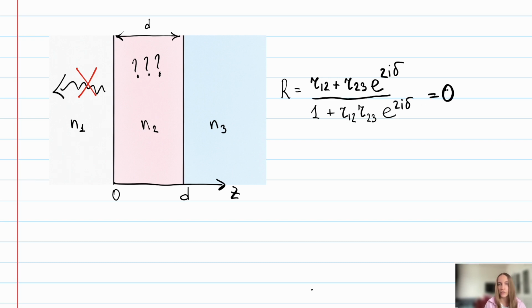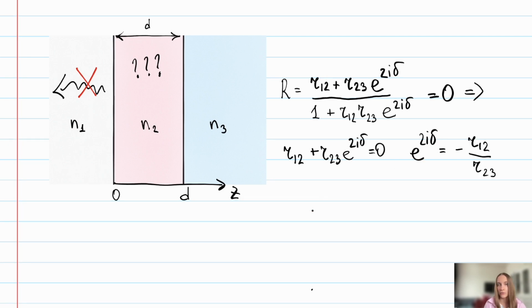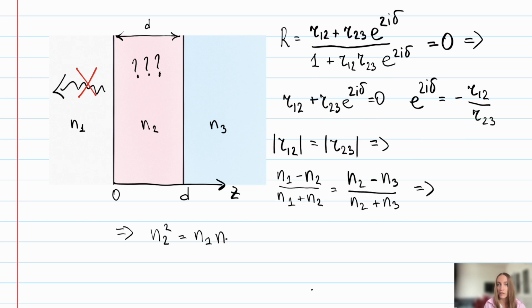If all coefficients are real, we find that the condition absolute value of R12 equals absolute value of R23 must hold. Expanding the expressions for the Fresnel coefficients gives us two possibilities, either n1 equals n3 or n2 squared equals n1 multiplied by n3. This second case gives us a non-trivial solution for the ideal anti-reflection coating.